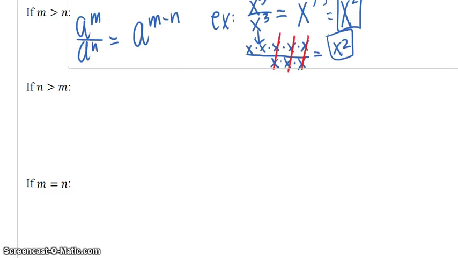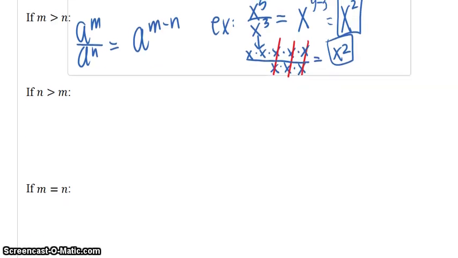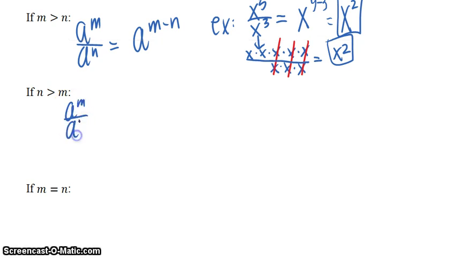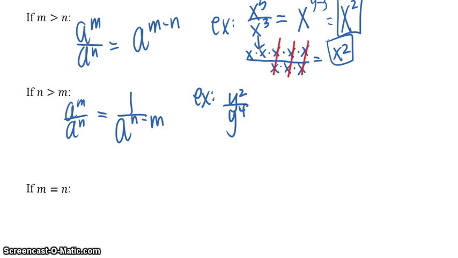Okay, so if n is greater than m, we still have a to the m over a to the n, but this means the bottom exponent is bigger. So in this case, we're going to have 1 over a to the n minus m. So, our example, if we were to have y squared over y to the fourth. Now again, we check, y to the fourth is in the denominator, and that's the bigger number, so it works for this case right here.